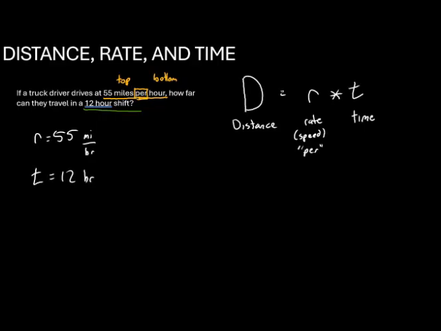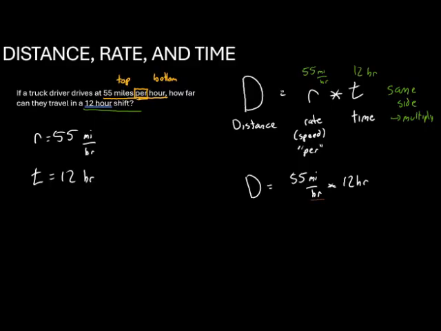Let's place those numbers in the correct positions. For the rate, we'll say 55 miles per hour, and for the T, we'll say 12 hours. Since these are on the same side, we can multiply them together. Our equation now becomes d equals 55 miles per hour times 12 hours.